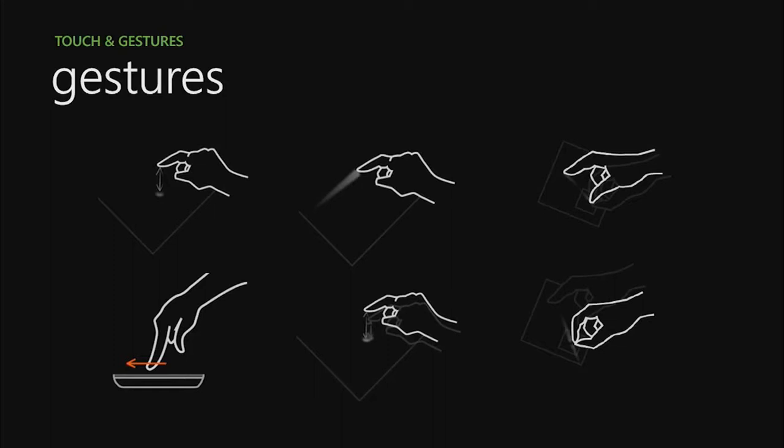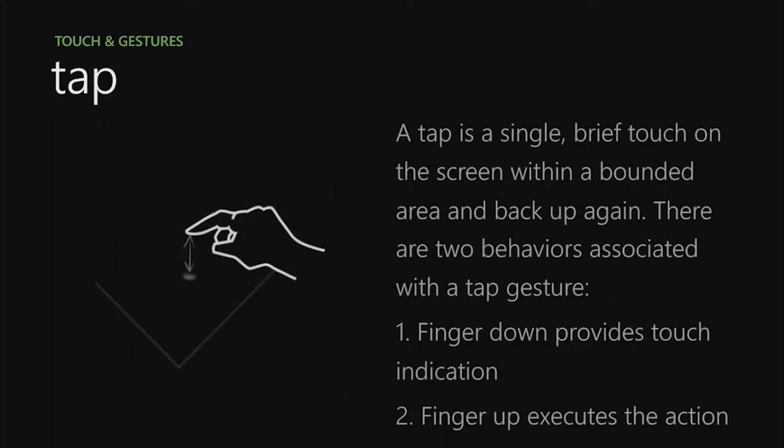Input gestures are vital to Windows Phone because we're basically a touchscreen device. We have some hardware keyboards, but this is mostly the way that we interact with the device. This is pretty standard. It's a tap. A tap is just a single brief touch on the screen within a bounding area and back up again. It's not a tap if the finger comes down and moves slightly. That goes into a different gesture.